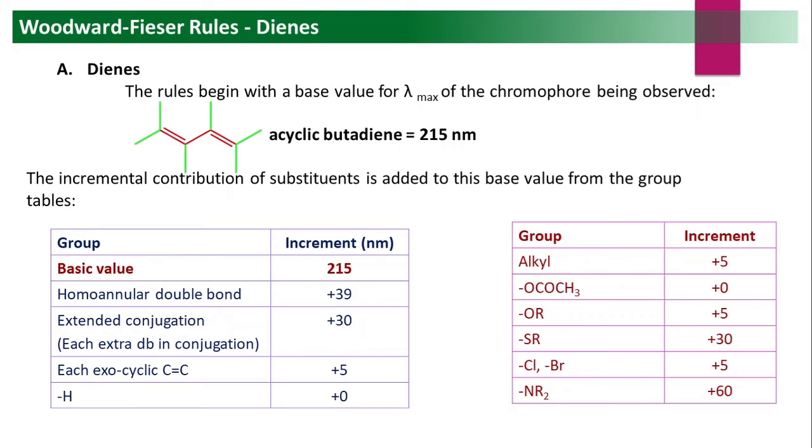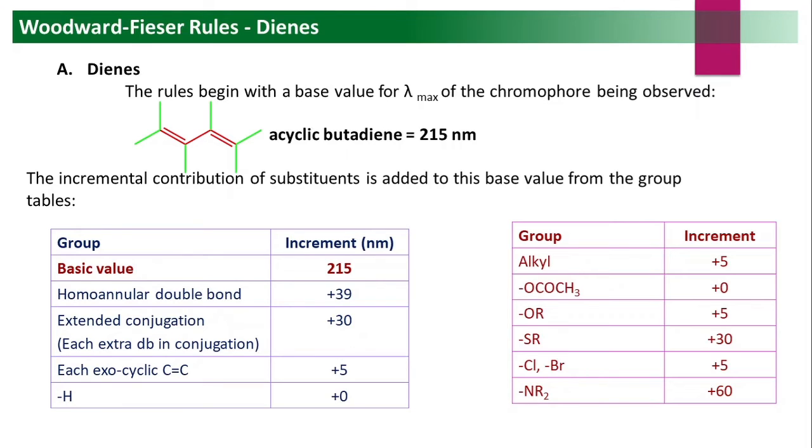Suppose mono substituted butadiene, then you have to add plus 5 to this 215. If di substituted butadiene, then we have to add 10. Tri substituted 15. Tetra substituted 20. In this way, for each alkyl group we have to add 5. Then for an acetate functional group we have to add 0.